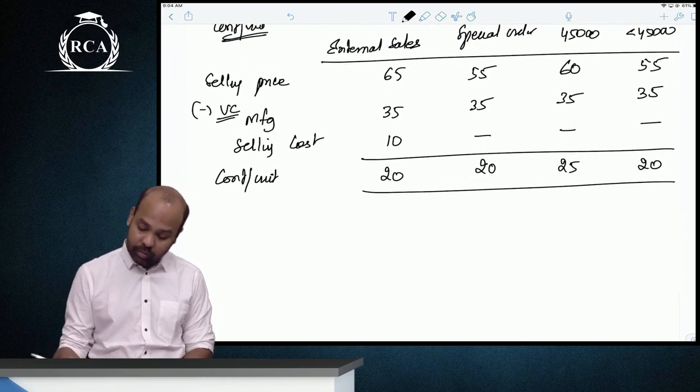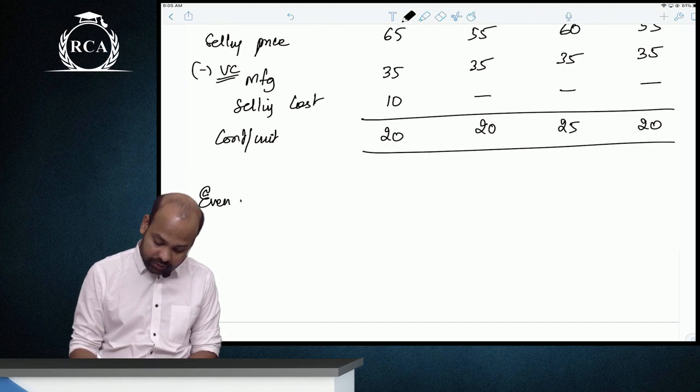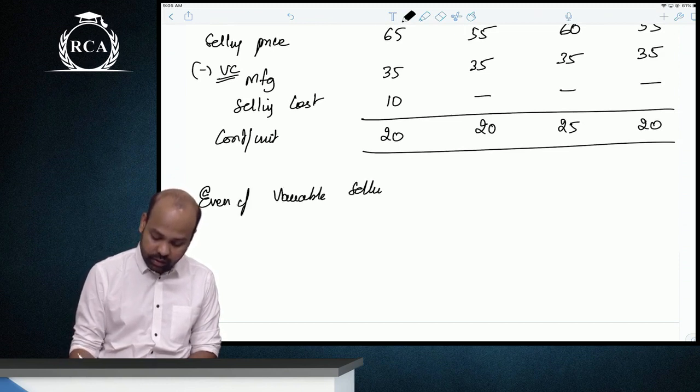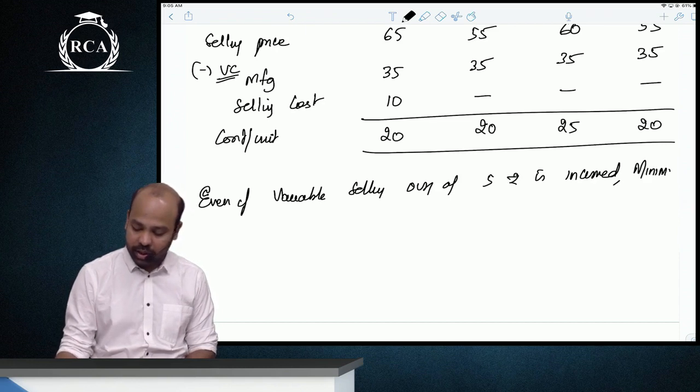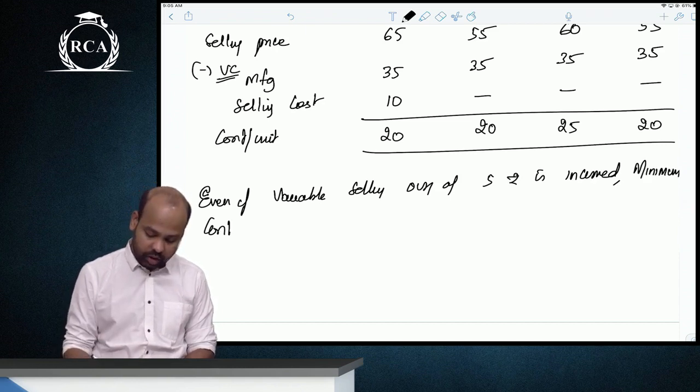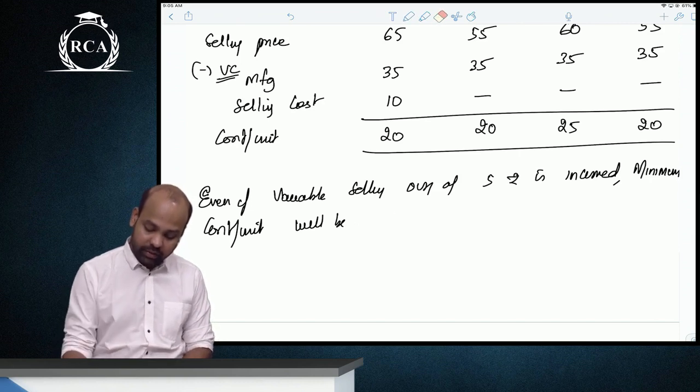Okay, in ranking you'll give preference to that. First important thing is, even if variable selling overhead of 5 rupees is incurred, the minimum contribution per unit, I am not telling you we will incur that, the minimum contribution per unit will be 15 rupees. These two are interrelated decisions, guys.